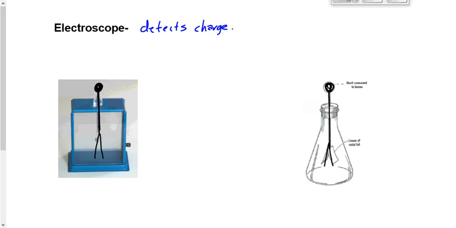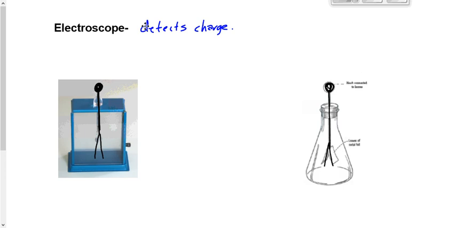If you think of aluminum foil, way too heavy, way too thick. We're talking about foil that is way, way thinner and way, way lighter than aluminum foil would be. Now, how does this detect charge?